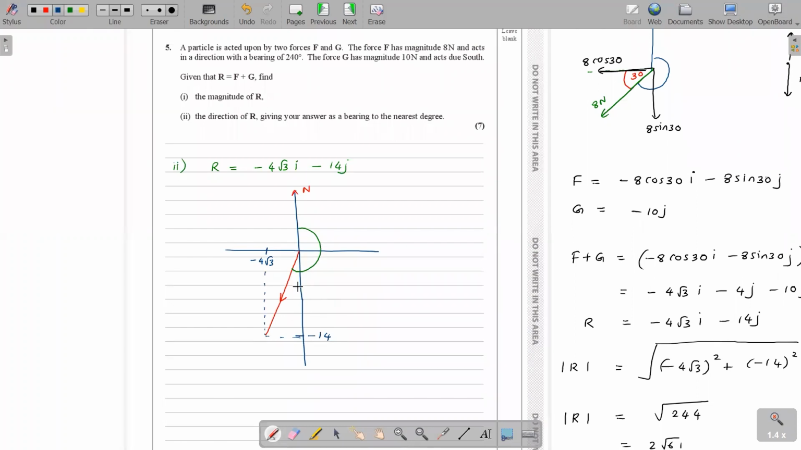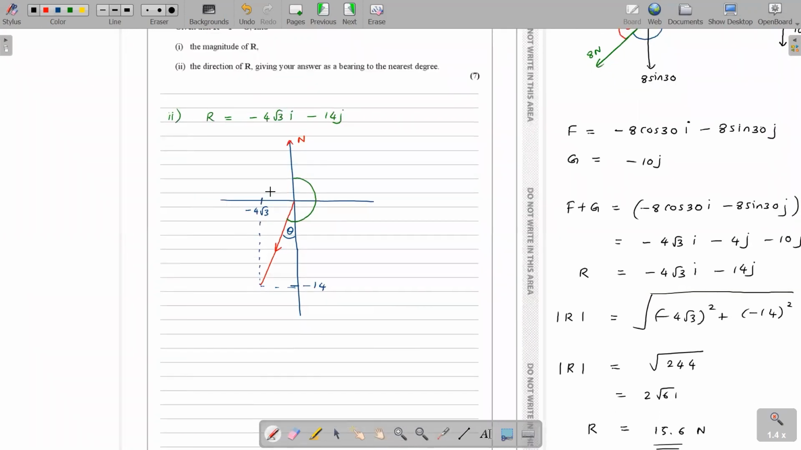So one method is you could get the theta value over here and add it to 180 to get the bearing. Another method is you could mark theta over here and subtract it from 270. Any method is okay. I'll go with this one. I'll find theta here and add it to 180. Tan theta is opposite over adjacent.